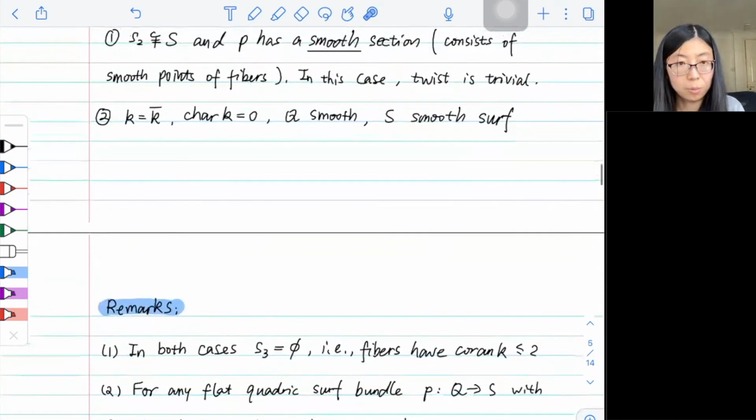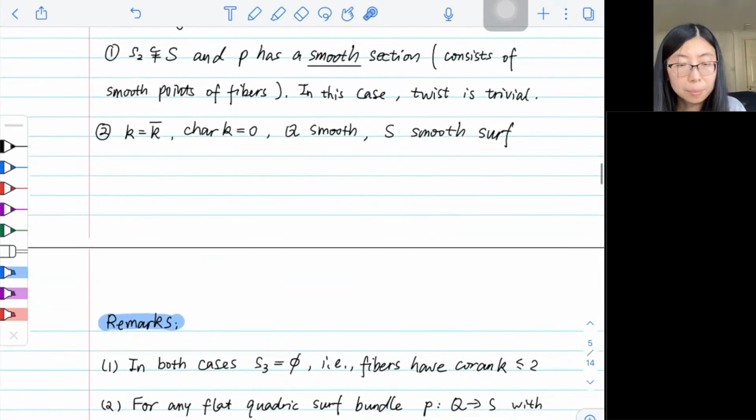So first, some remarks. The first thing is that in both cases, the S3 will be empty, so there will be no fibers of corank at least 3. It means that the fibers have corank at most 2. For the second case, this is guaranteed by the total space of the quadric being smooth, so you can't have too bad degeneration. You can check this directly by calculation.